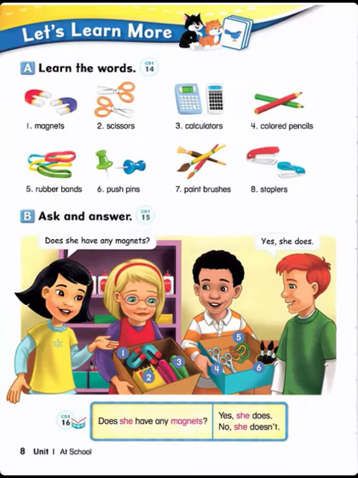Page 8. Let's learn more. A. Learn the words. Number 1. Magnets. Number 2. Scissors. Number 3. Calculators. Number 4. Colored pencils. Number 5. Rubber bands. Number 6. Push pins. Number 7. Paint brushes. Number 8. Staplers.